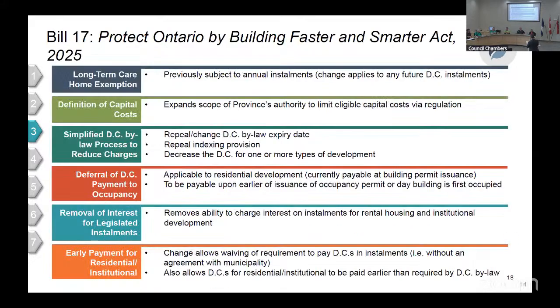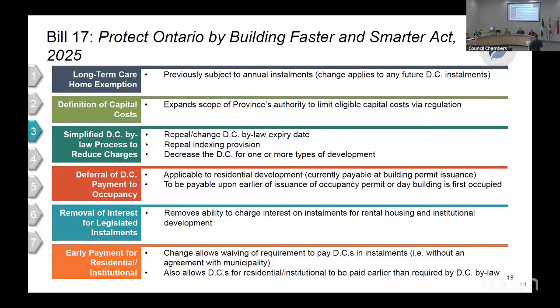Next slide, please. So then Bill 17 came in 2025, and it brought in an additional exemption for long-term care homes and revised the definition of a capital cost. What it did was take the definition from the act and move it to the regulations. And what that does is allow the province to make changes and not have to go through the bill amendment process that they would typically do. They can just provide notice and change the definitions.